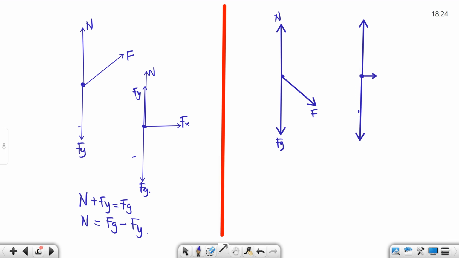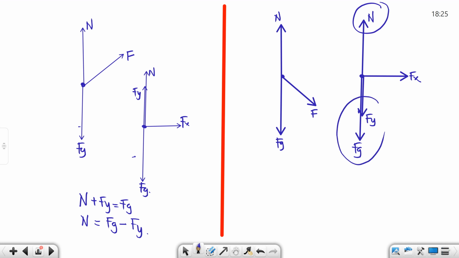Horizontal would go to the right. But where will vertical go to? Down. Why? It's not an upper inclined force. It's a downward inclined force. What do we have here? Fg. What do you have here? Fy. What do you have here? Fx. What do you have here? Normal. Vertical forces are at equilibrium. So what do you have? N equals to what? Fy plus Fg.